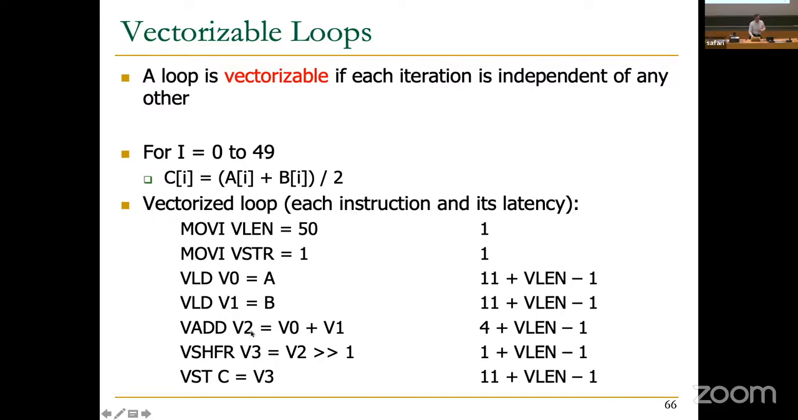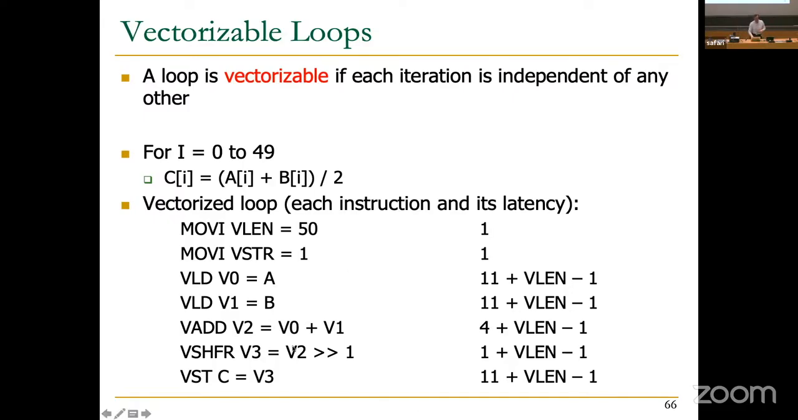The next instruction is a vector add. Add vector register 0 to vector register 1. Put the result into vector register 2. Again, the first result will be available after 4 cycles because that's the latency of the adder. And then the remaining 49 results of the addition will come in 49 consecutive cycles, vector length minus 1 cycles.